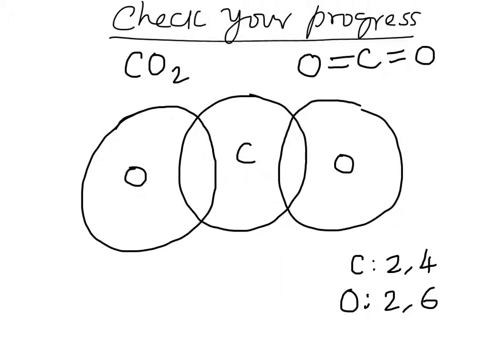Let's have a look at carbon dioxide very quickly. Carbon is in group 4, so it's got 4 on the outer shell. Oxygen's got 6 on its outer shell. So oxygen needs 2 more, and carbon needs 4 more. As you can see, it needs 2 oxygens. Oxygen is going to share only 2 electrons, so let's start with the smaller number.